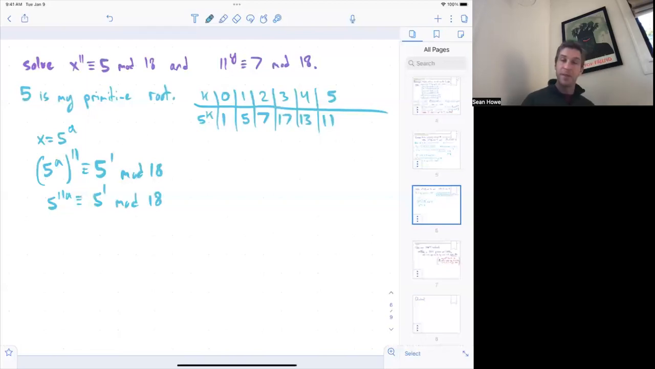And the point of this method is that when I'm solving this equation, I've reduced it to looking at the exponent of 5 appearing. And now, because 5 is a primitive root, this is really the same as saying that 11a is congruent to 1 mod 6. The reason I get 6 here is because 6 is phi of 18.